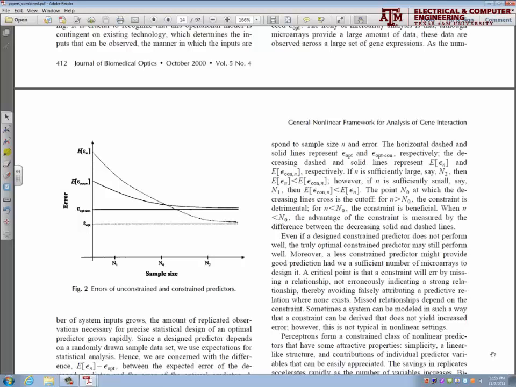So you have to look at the expectation. Well, the expected value of the error is going to approach the error of the optimal nonlinear predictor as the sample size goes to infinity. But for small sample sizes, you have a problem, okay? There's a big, big mismatch here.